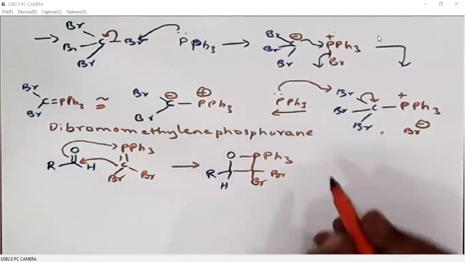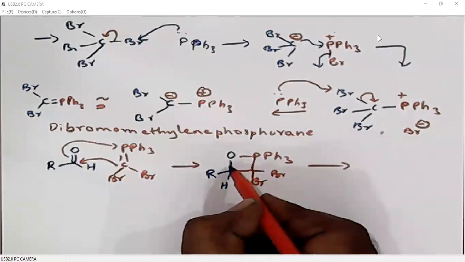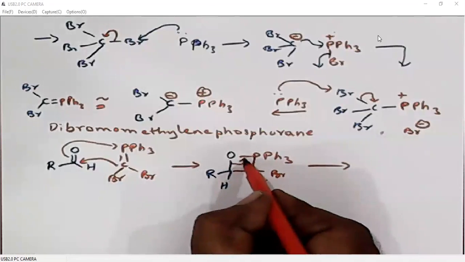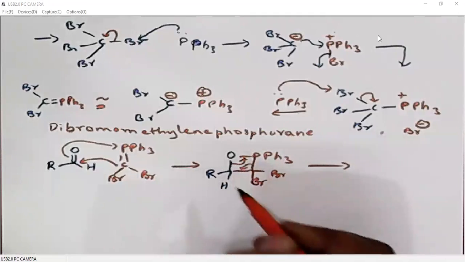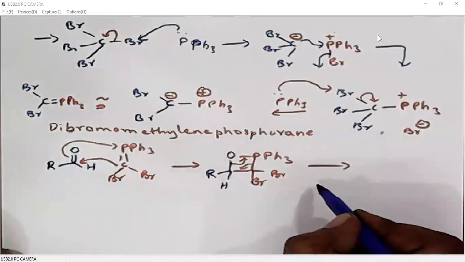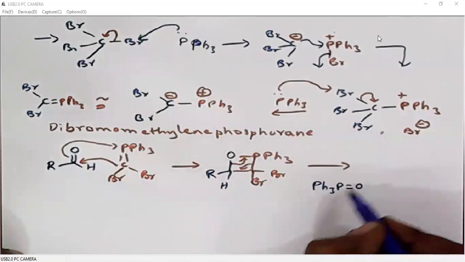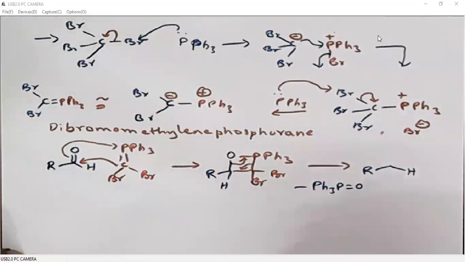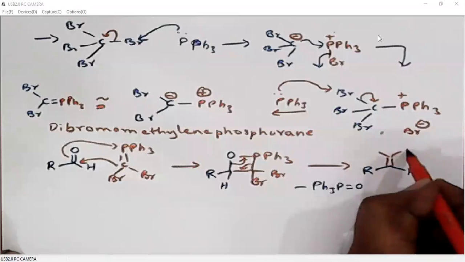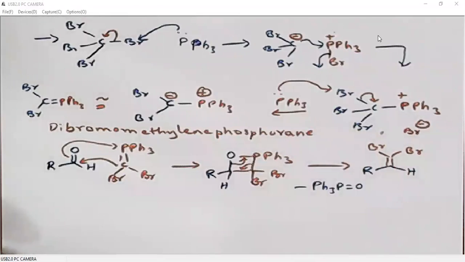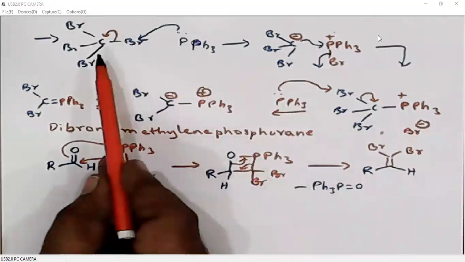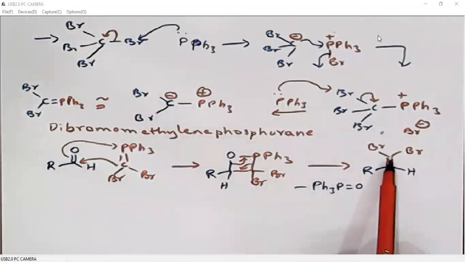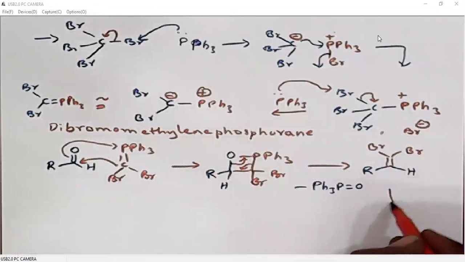This oxaphosphetane ring will undergo decomposition in such a way that oxygen leaves with phosphorus, and we generate a carbon-carbon double bond. So triphenyl phosphine oxide is leaving. This is the first step. When we treat the aldehyde with triphenyl phosphine and tetrabromomethane, it generates 1,1-dibromoalkene. From this, the second step starts.